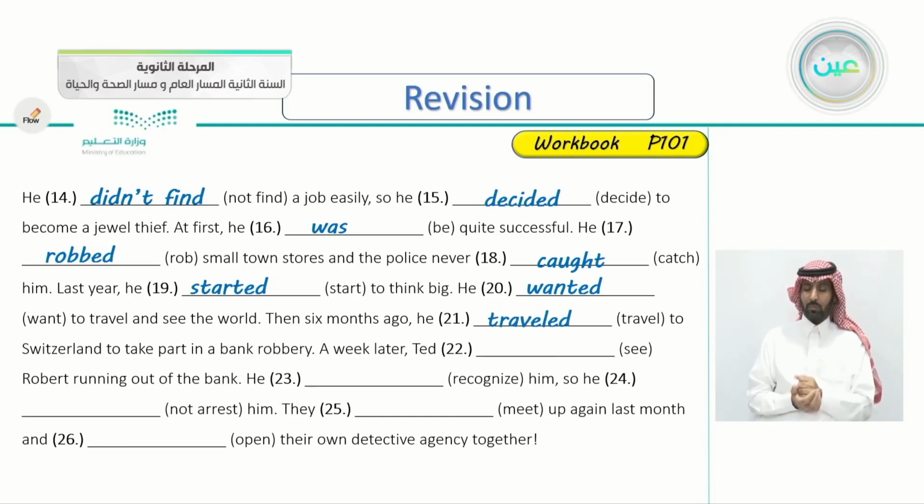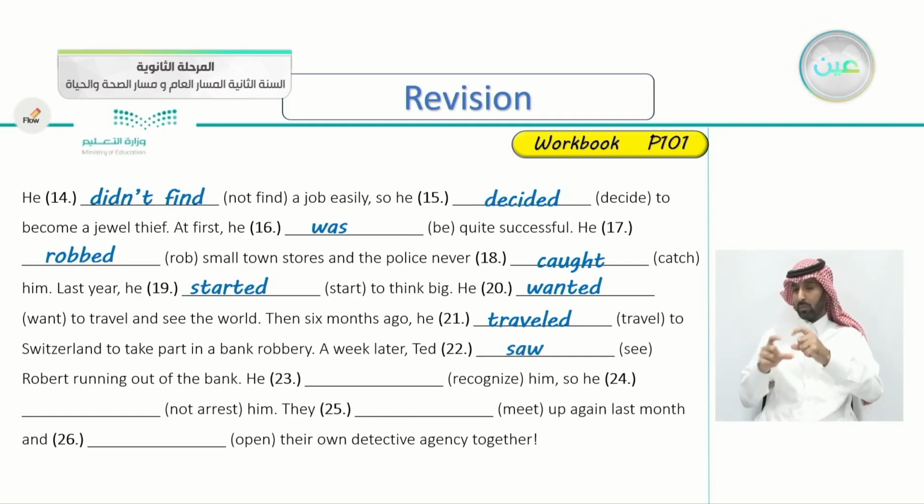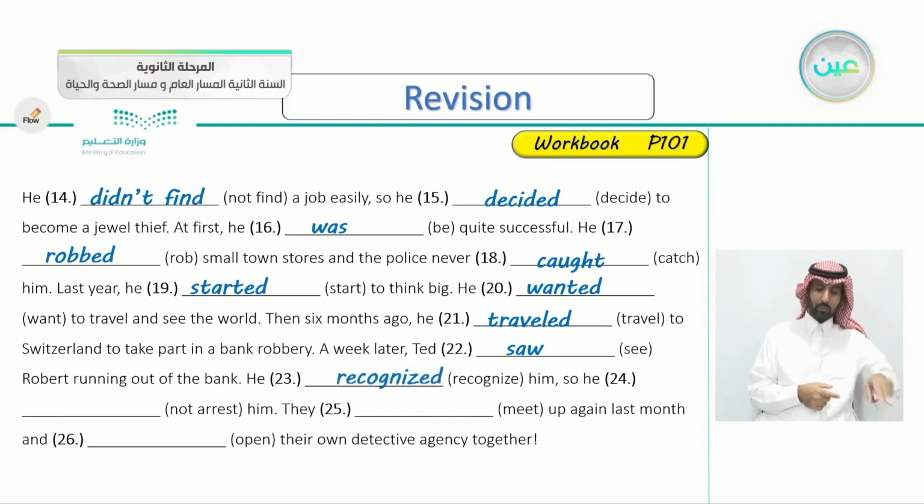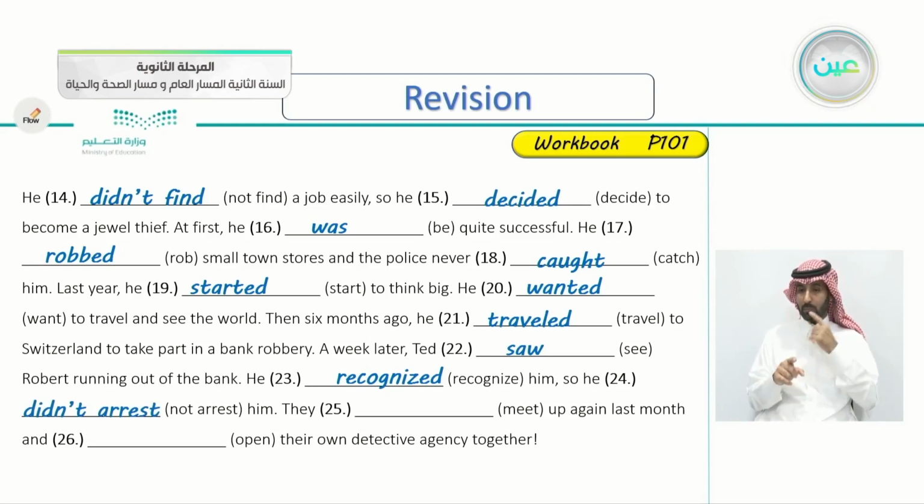A week later, Ted and the verb see. Yes, Ted saw Robert running out of the bank. He recognized him. Very good. He recognized him, so he not arrest him. He didn't arrest him. They meet up again last month. The verb meet. Yes, they met up again last month and very good, opened their own detective agency together. So this is the whole story.